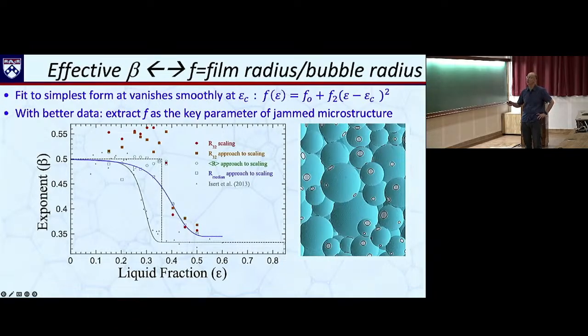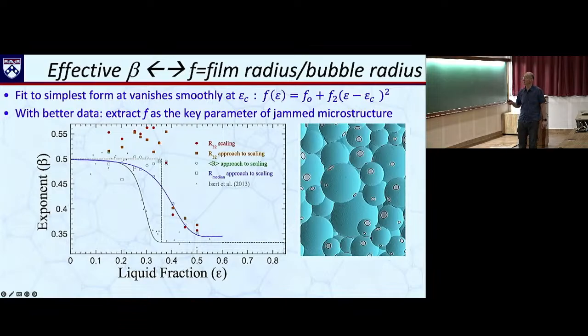Really, I like this because this is the only game in town. This is the only new feature I've introduced: the size of the circular facets. So it's a nice geometrical feature that has to be there. And you might think that it should vanish smoothly as you go to jamming. So I've got a couple of parameters I can twiddle with, and I do that, and I get these fits.